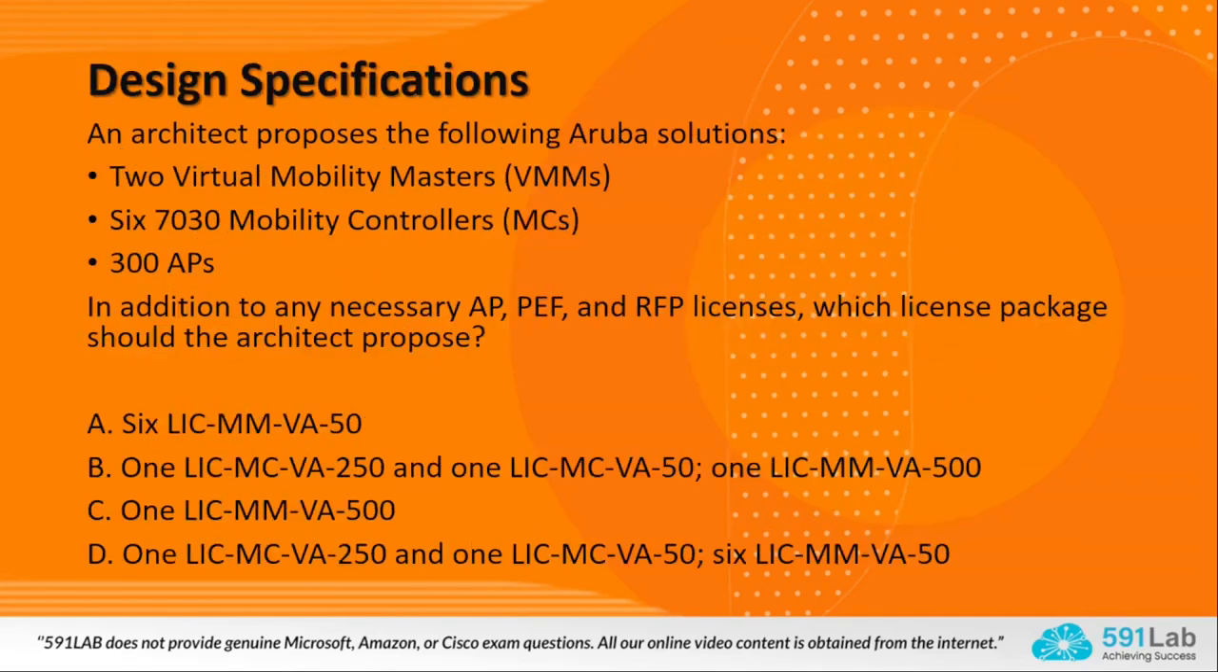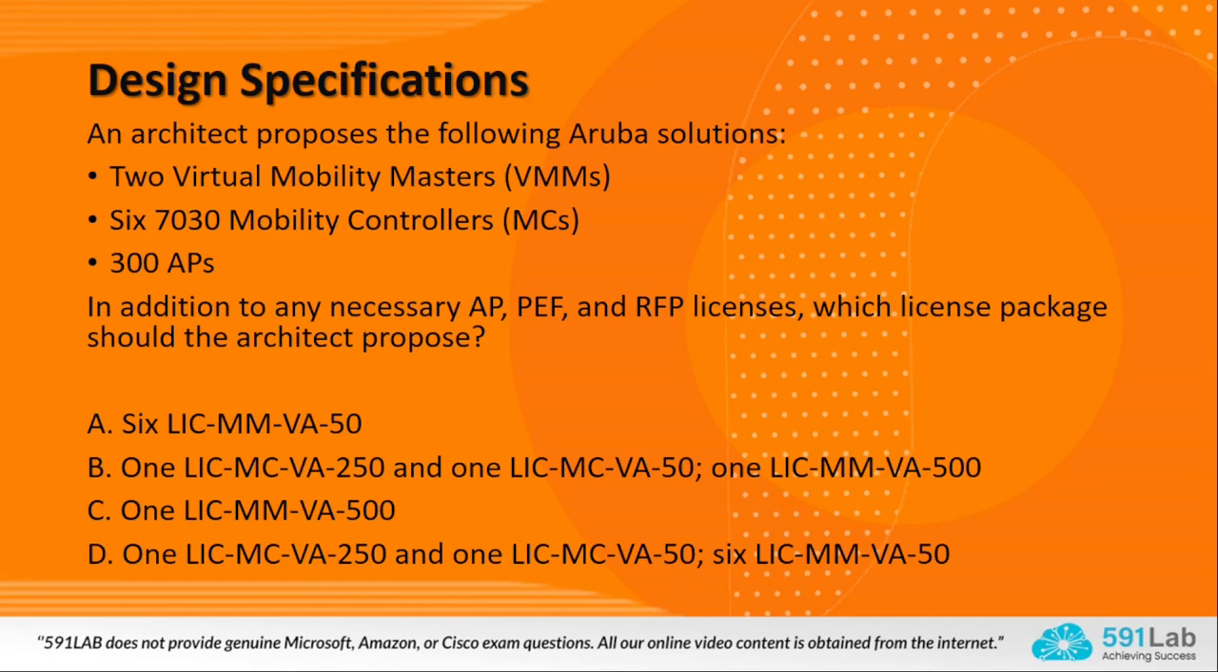Take a look at the next question under design specifications. An architect proposes the following Aruba solutions: 2 virtual mobility masters, 6 7030 mobility controllers, 300 access points. In addition to any necessary AP, PEF and RFP licenses, which license package should the architect propose?